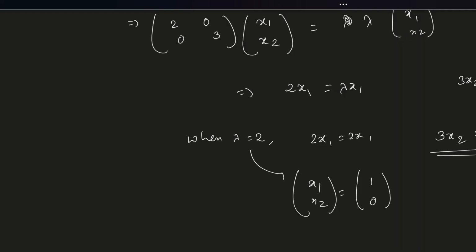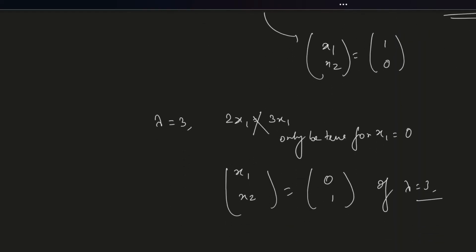And for lambda equal to 3, you have 2x1 equal to 3x1, which is obviously not true. So this will only be true for x1 equal to 0, which has to be taken. But on the other hand, in this case 3x2 equal to 3x2 is satisfied, so you can take x2 equal to 1 as the simplest choice. Then for lambda equal to 3 the eigenvector becomes (0, 1), which is also normalized, you can see.